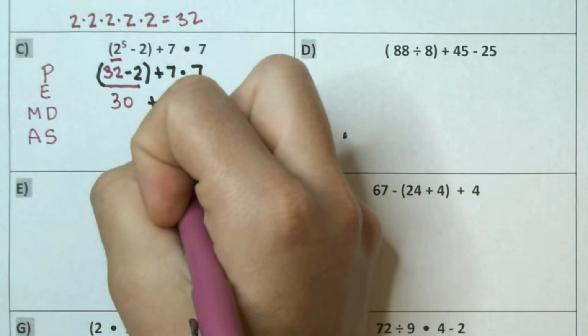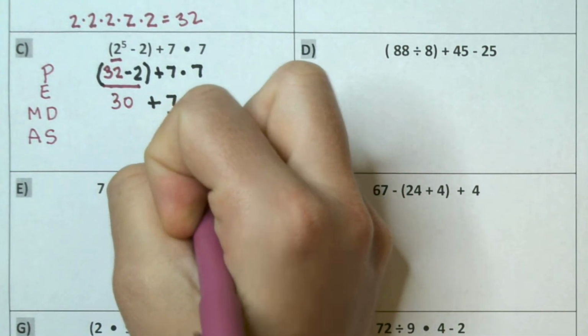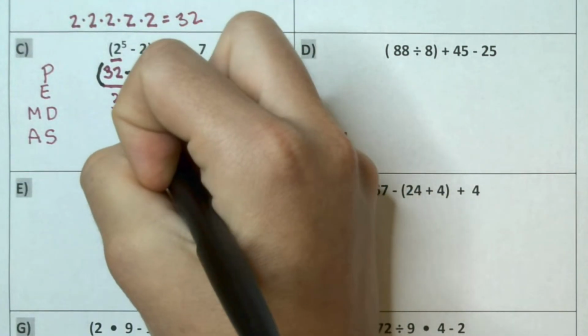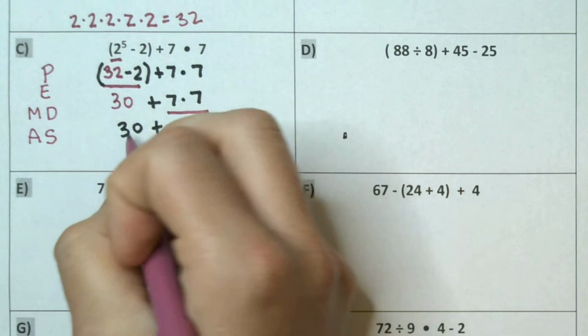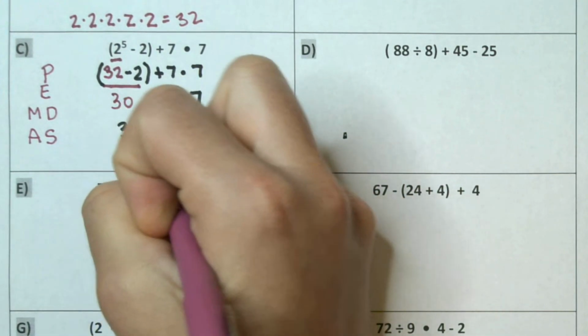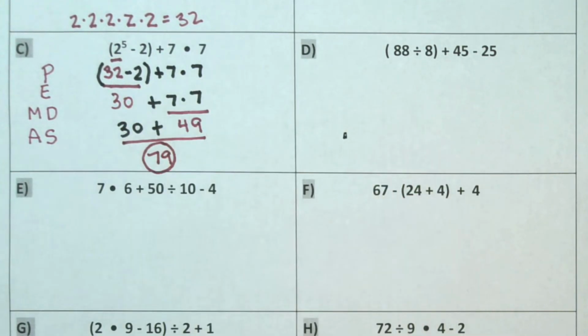Multiplication is more powerful than addition. Notice how I'm keeping everything super lined up and neat. And then 30 plus 49 is 79. Pause the video if you need more time.